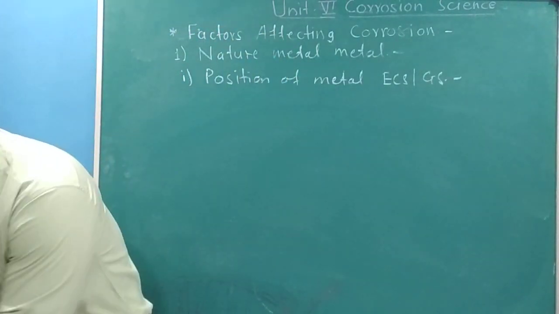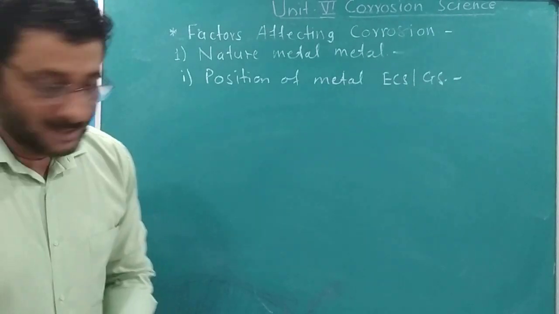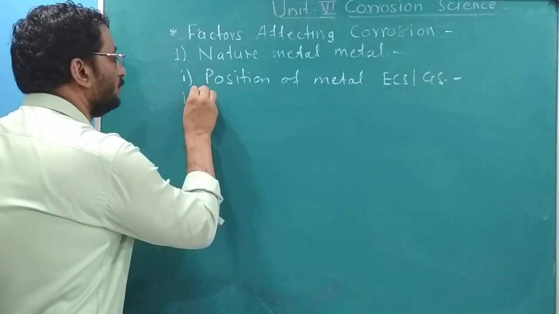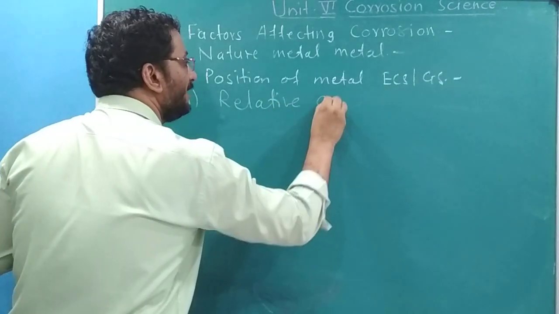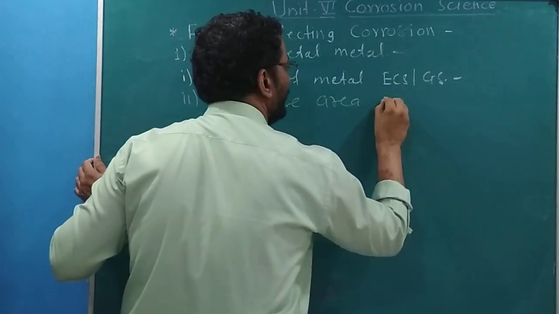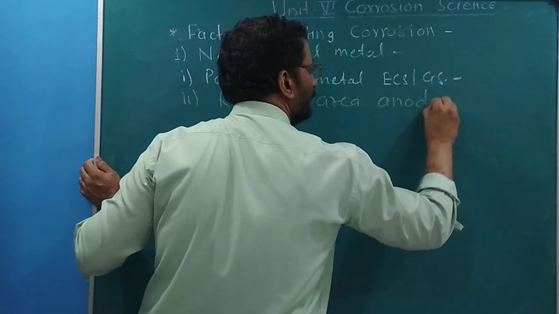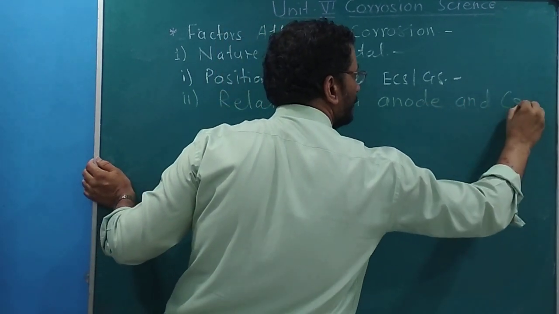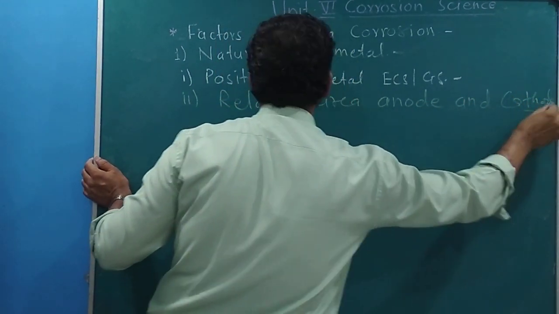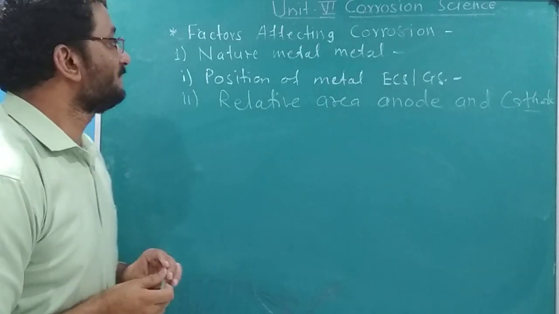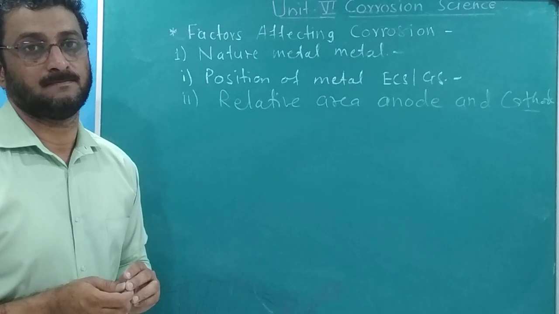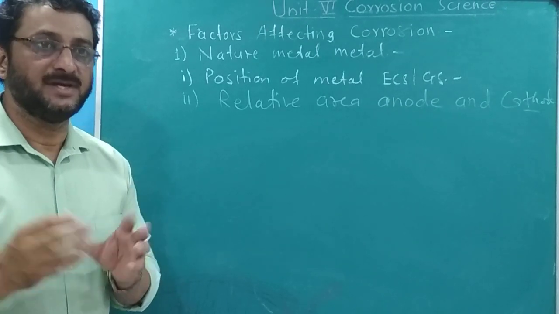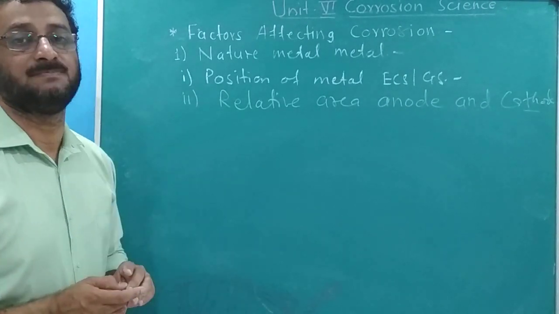What is the second factor? The second factor is the relative area of anode and cathode. Actually, these factors are not only for explaining and giving examples. These are your designing principles. As engineers, these are your designing principles.